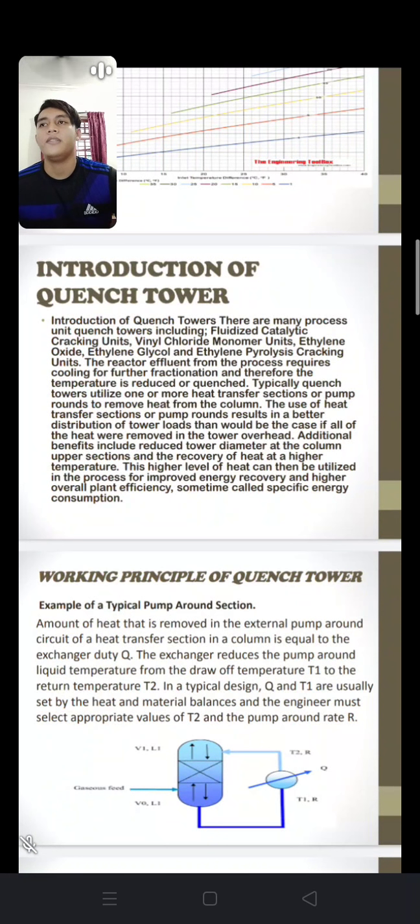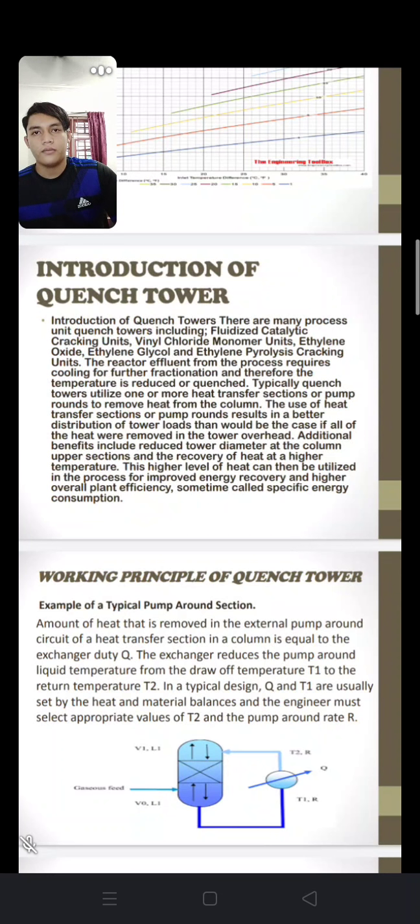There are many process unit quench tower including fluidized catalytic cracking unit, vinyl chloride monomer unit, ethylene oxide, ethylene glycol and ethylene pyrolysis cracking unit. Direct effluent from the process requires cooling for further fractionation, and therefore the temperature is reduced or quenched. Typically, quench tower utilize one or more heat transfer sections or pump rounds to move heat from the column.